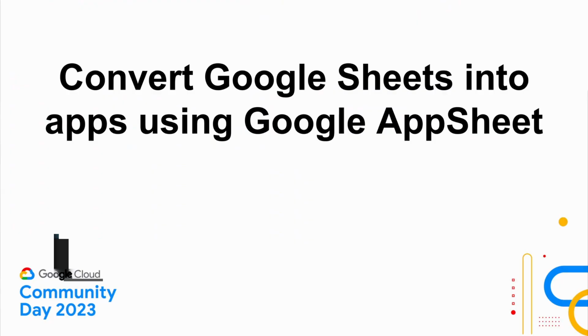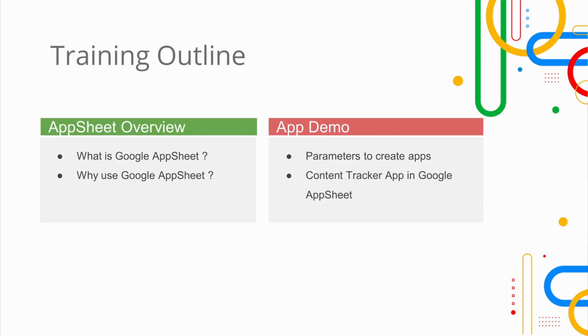So today's session is going to be about converting your regular simple Google Sheets into a fully functioning app using Google AppSheet. The training outline will go something like this, where we'll understand what is Google AppSheet and why, as a developer, you should switch to Google AppSheet. Then we'll be looking at some specific parameters that you would require to create apps in Google AppSheet. And in the end, I will be showing you a demo that will show you how easy it is to convert a regular Google Sheet into a fully functioning app.